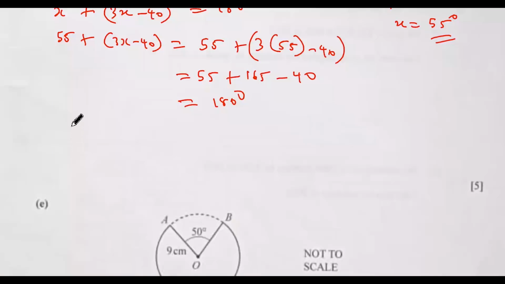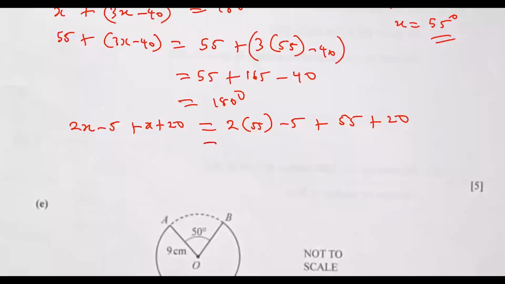So we can say 2x, that's for the second pair, minus 5, add x plus 20. So this one should be equal to what? 180 degrees as well. So we have 2 into 55, then minus 5 plus x is 55, then plus 20. If you expand this, this will give us 110 minus 5 add 55, then add 20. If you do this as well, you see that you have 180 degrees.